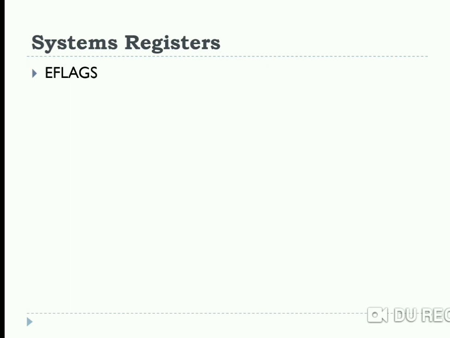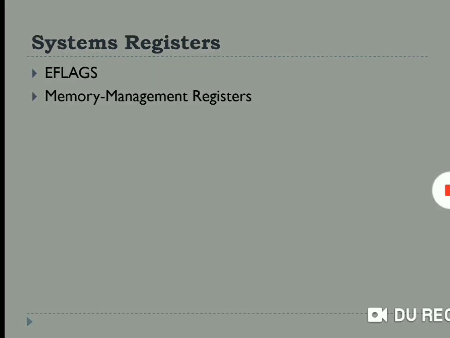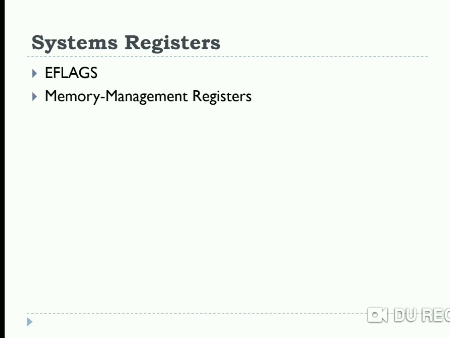Then the first point of this chapter is the details about the system registers. The registers designed for use by the system programmer fall into these classes: the EFLAGS, that is the extended flags, then the memory management registers, control registers, debug registers and the test registers. First we are going to see the EFLAGS register.